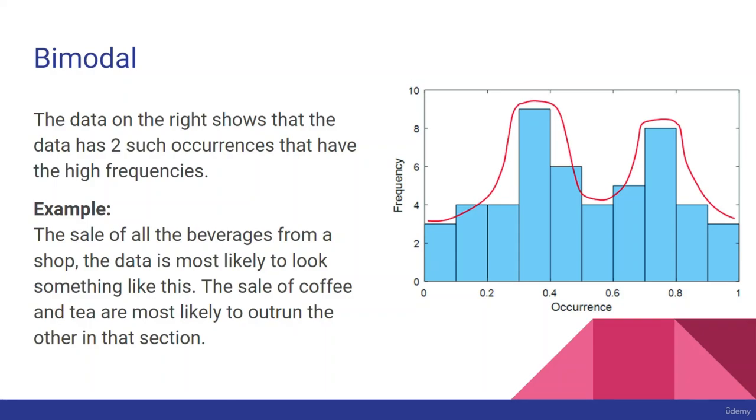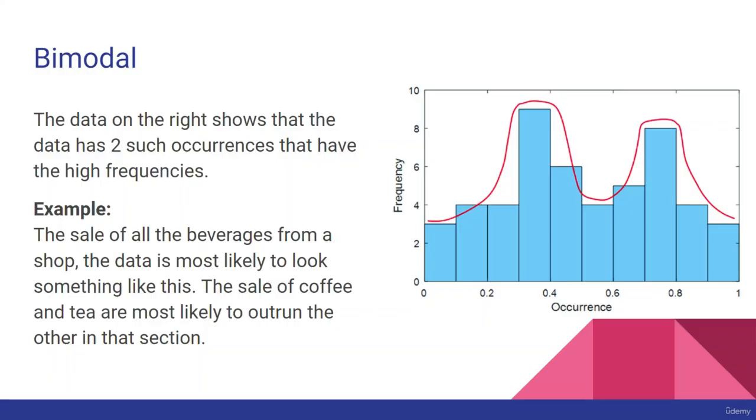Now that we are done with mean, median, and mode, let's look at a few terminologies that might come in handy. So we have bimodal here. What is bimodal? Bimodal is nothing but when your data doesn't have one single value with high frequency. It has two values which have high frequencies, like the graph on the right. Let's take a basic example to understand this graph.